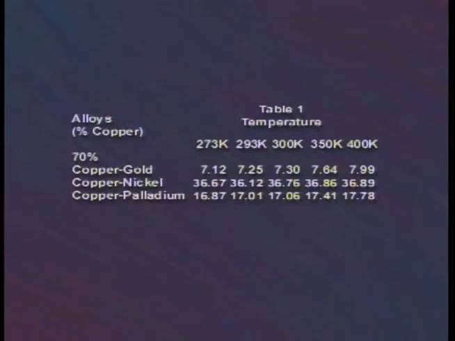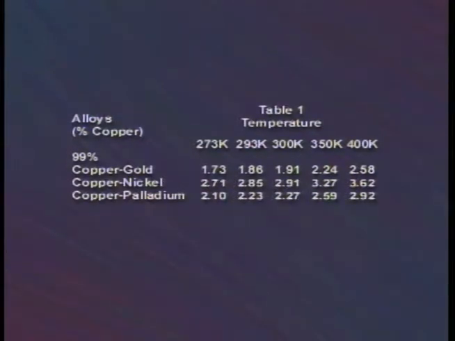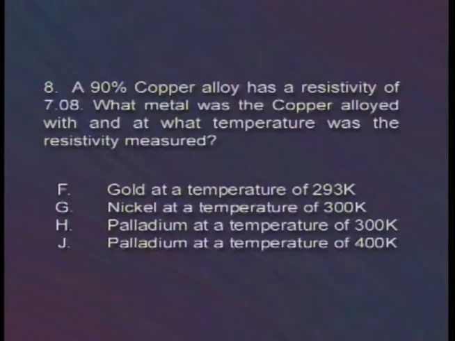Now finally, let's look at some of the numbers just briefly. Looking at the first copper-gold alloy at 99% copper, it seems that the numbers, or the electrical resistivity, increase as the temperature values increase. All right, we're ready to start the questions. Question 8. A 90% copper alloy has a resistivity of 7.08. What metal was the copper alloyed with, and at what temperature was the resistivity measured?